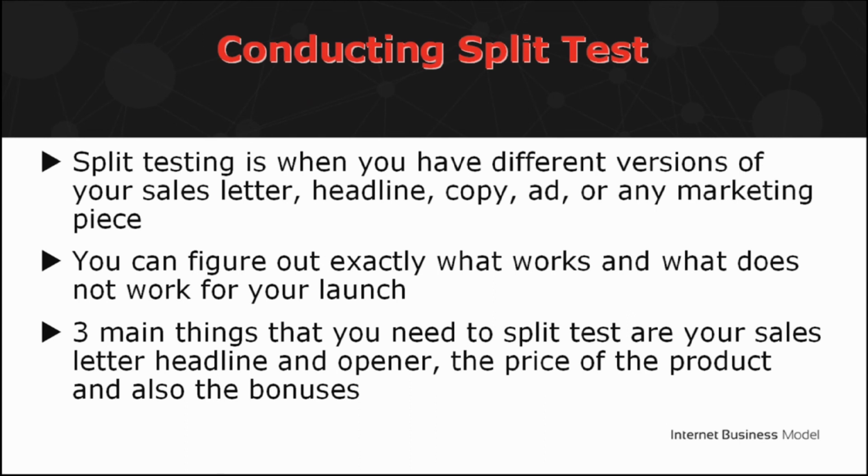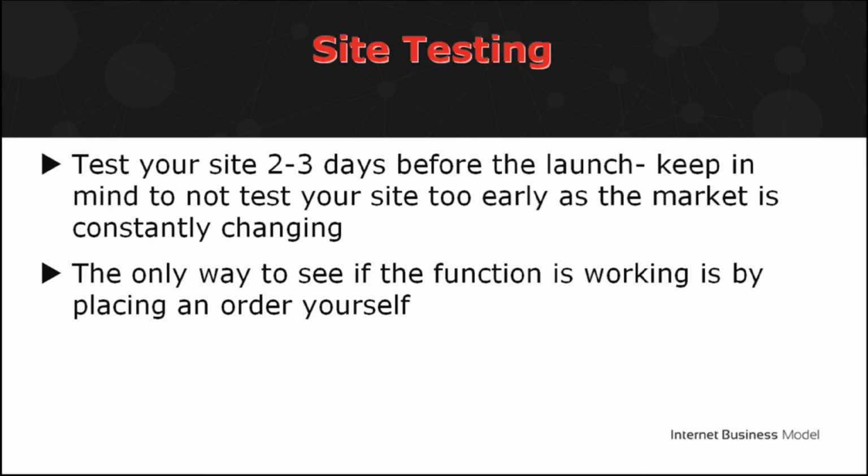Next is conducting split tests. Split testing is when you have different versions of your sales letter, headline, copy, ad, or any marketing collaterals. The way it works is, traffic coming to your site is split evenly to the different versions of the sales letter or video. When you conduct controlled tests and gather empirical data, you can figure out exactly what works and what does not work for your launch. The 3 main things you need to split test are your headline, the price, and also the bonuses.